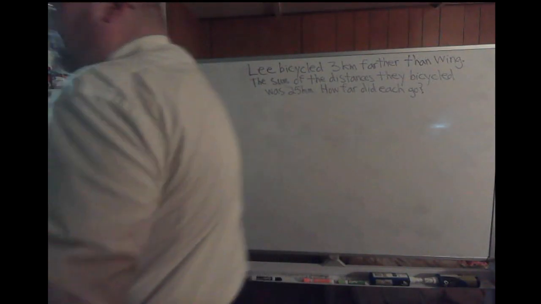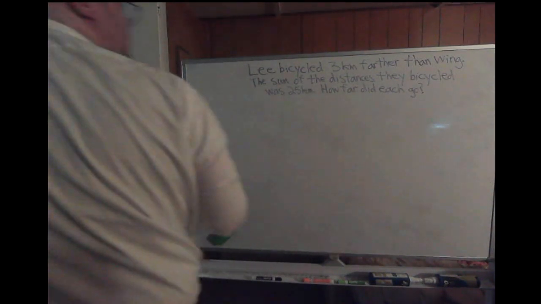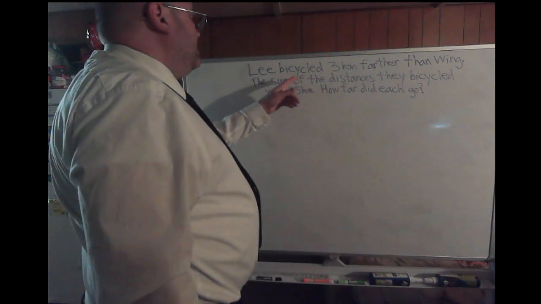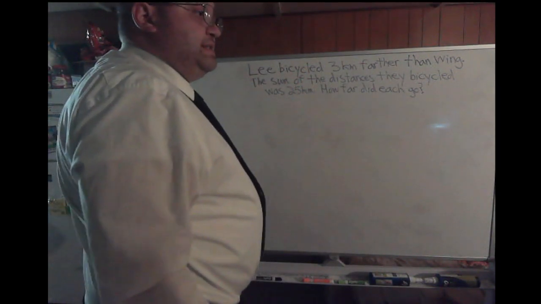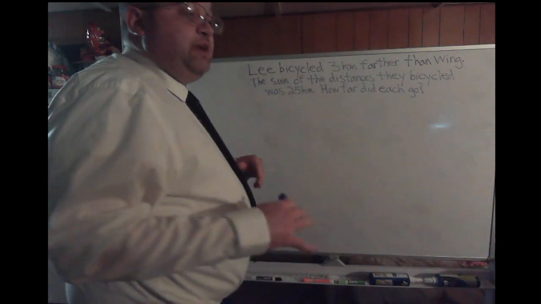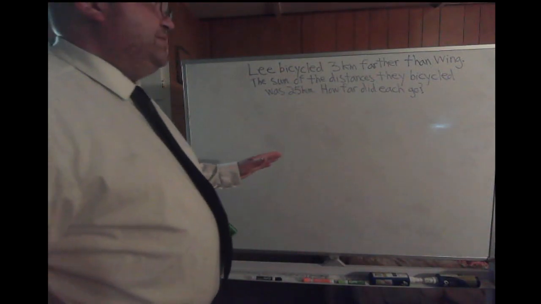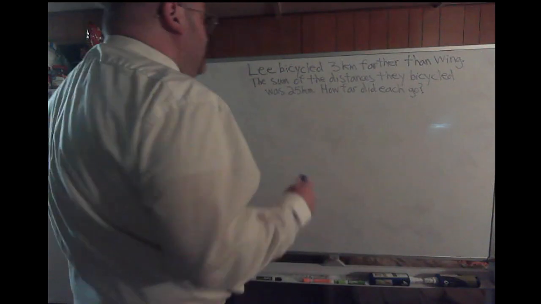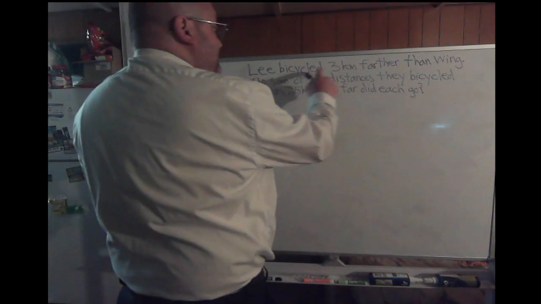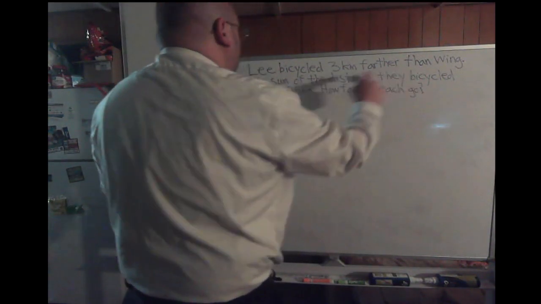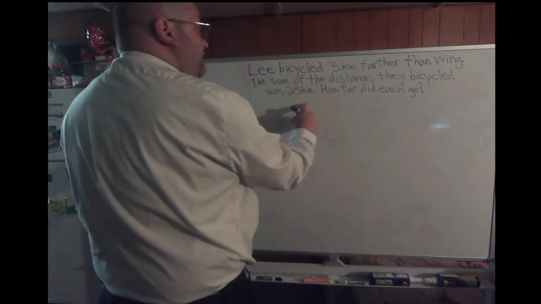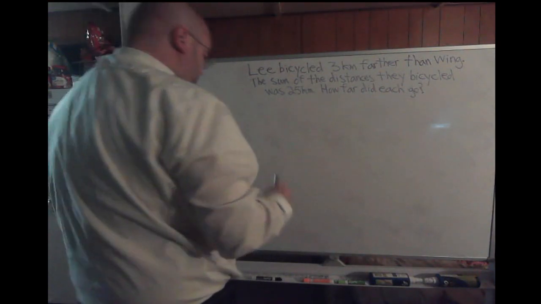Alright, so we got this problem here. Lee bicycled 3 kilometers farther than Wayne. Never knew anybody that has the name of Wayne, but hey, if there is anybody watching named Wayne, no disrespect, I've just never heard of it, so forgive me for my ignorance, but I digress. Lee bicycled 3 kilometers farther than Wayne. The sum of the distances they bicycled was 25 kilometers. How far did each go?